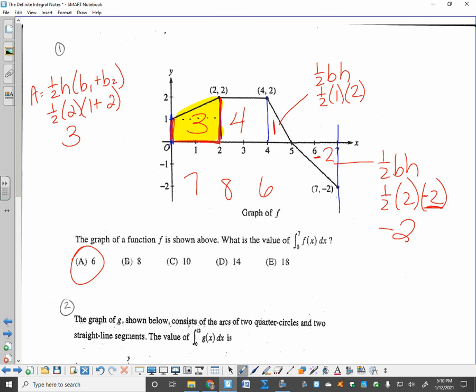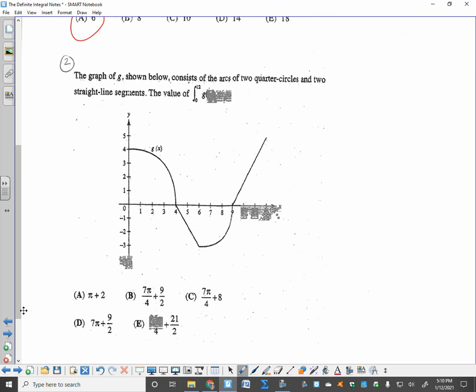All right, number 2. The graph of g shown below consists of the arcs of 2 quarter circles, so a fourth of a circle, and 2 straight line segments. The value of the integral from 0 to 12 of g of x dx. All right, so I want all the way to here.